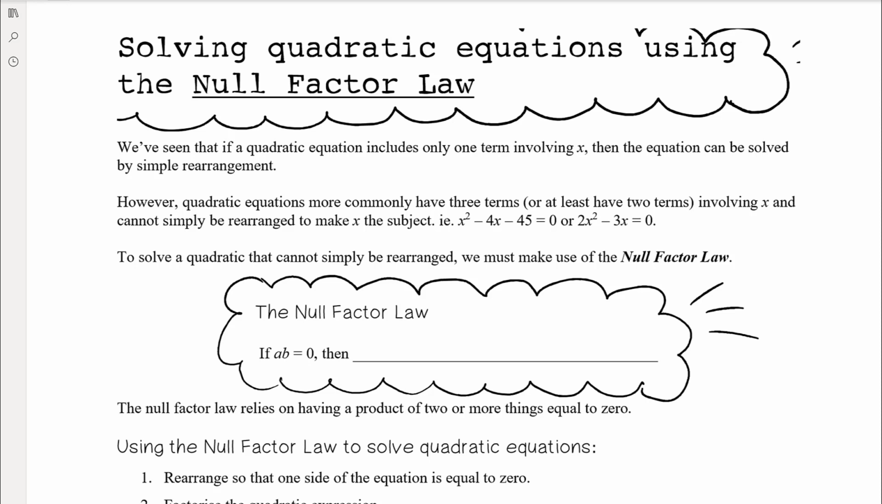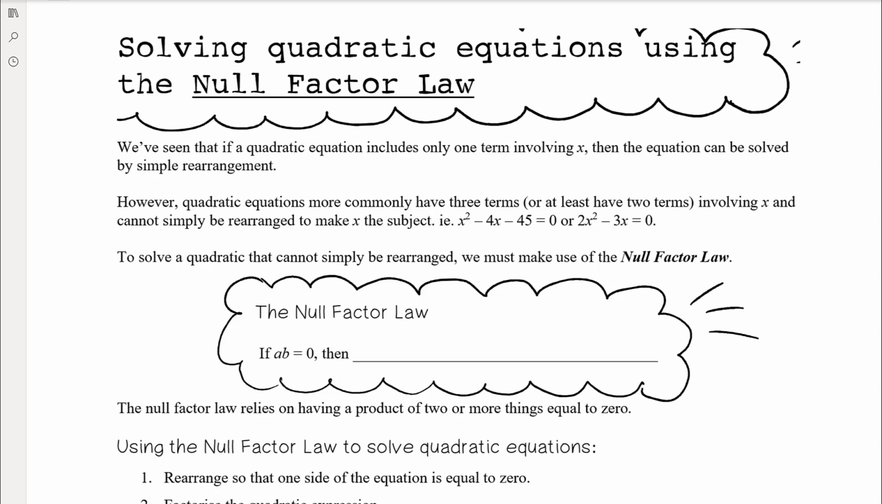Okay, so we continue to look at solving quadratic equations today, but this time they're going to be equations which we cannot simply solve by rearrangement, which is what we looked at in the previous video. And so we want to look at our first option. If we can solve by rearrangement, we do that.